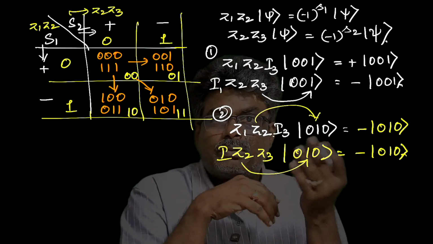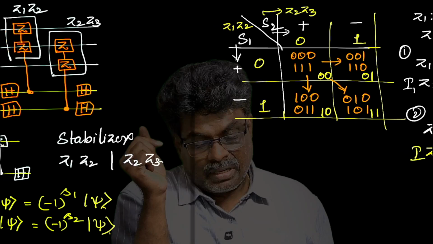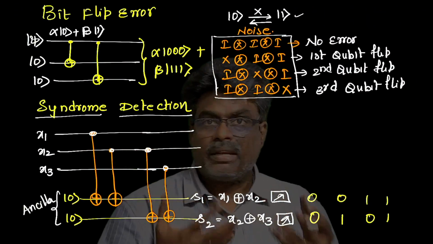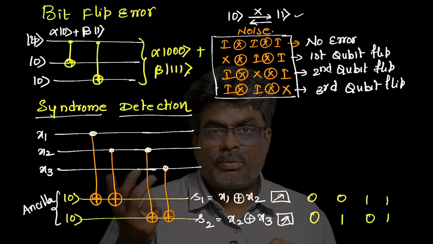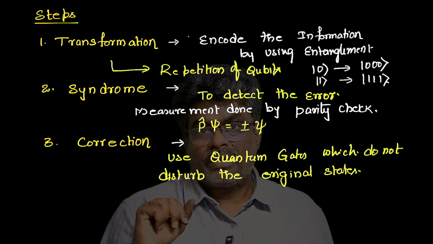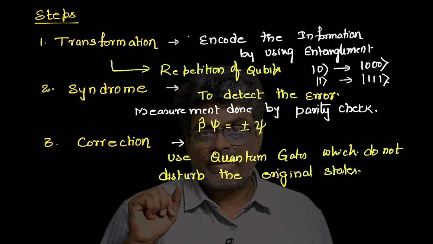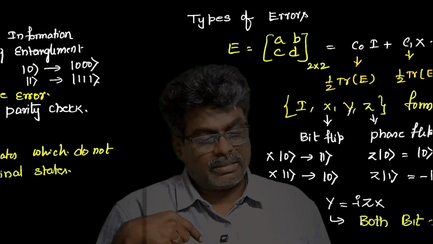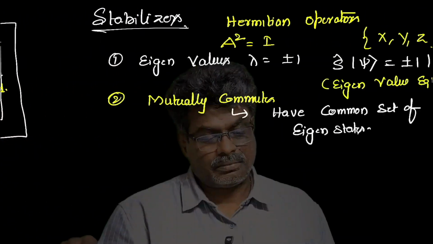Now let us come to the final stage. If you observe carefully, first we encoded, that is the first step, whatever we have discussed here, the transformation. So that one we have done, and the next one, syndrome detection, we have done, and the last step is the correction. Okay, let us start that.